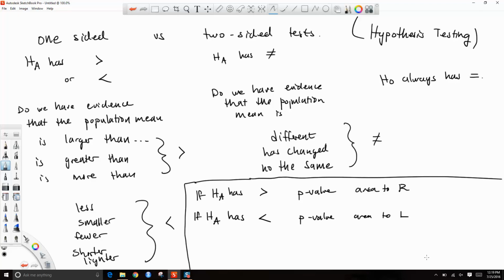Okay. And then if you have the alternative not equal to 0, what happens to your p-value? It's 2 times the tail area.